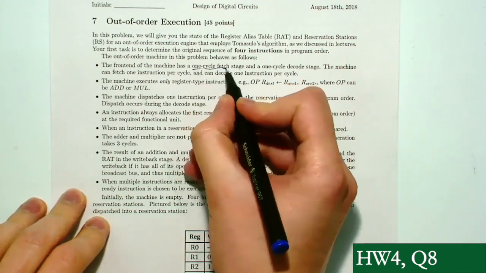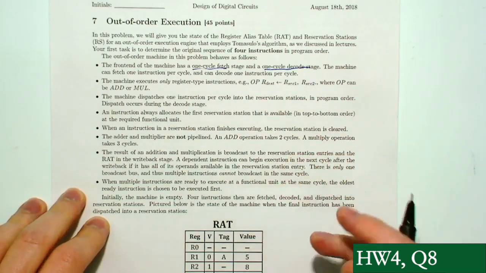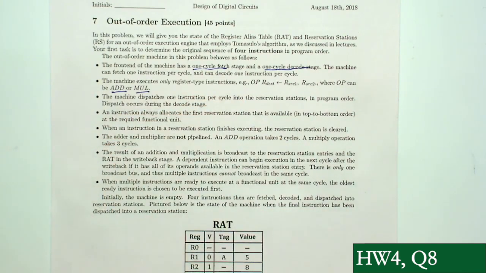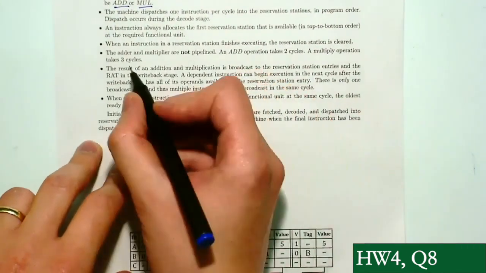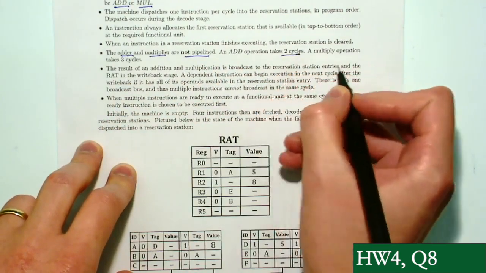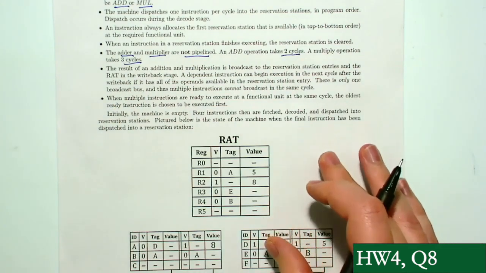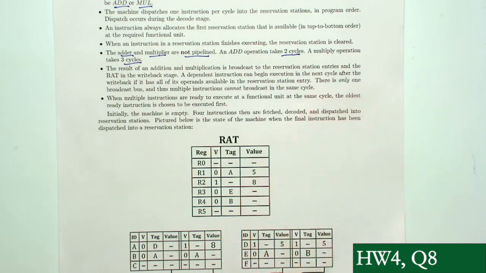So there's a 1-cycle fetch and 1-cycle decode stage. And this machine can execute 2 different instructions, add and multiplication. Each of those takes a different number of cycles in the execution unit. Those execution units, the adder and the multiplier, are not pipelined, and the addition takes 2 cycles and the multiplication takes 3 cycles. Let me see quickly if there was anything else that was important. I guess not for now, but I will refer to the text here in the question later.